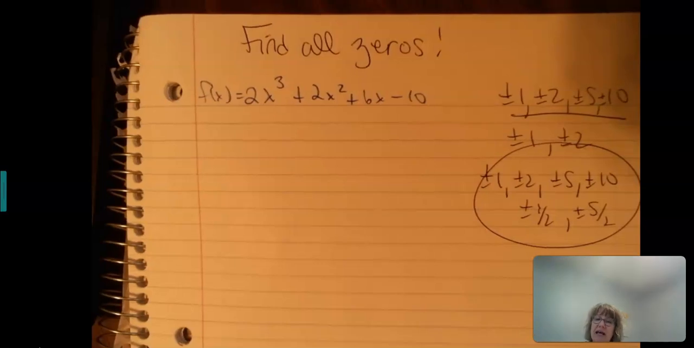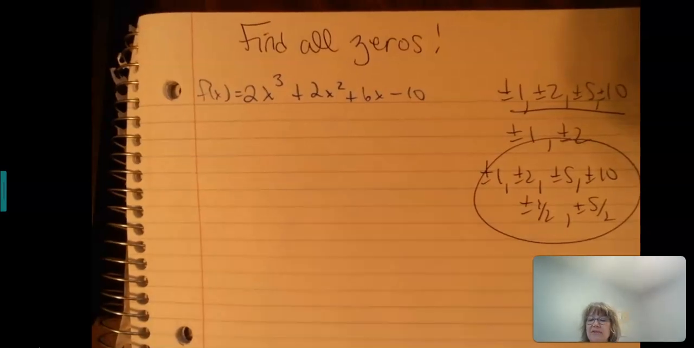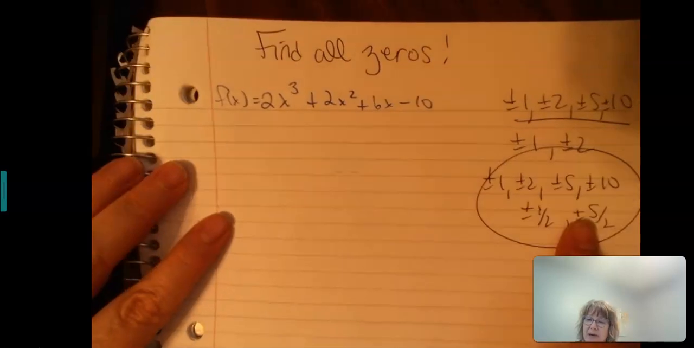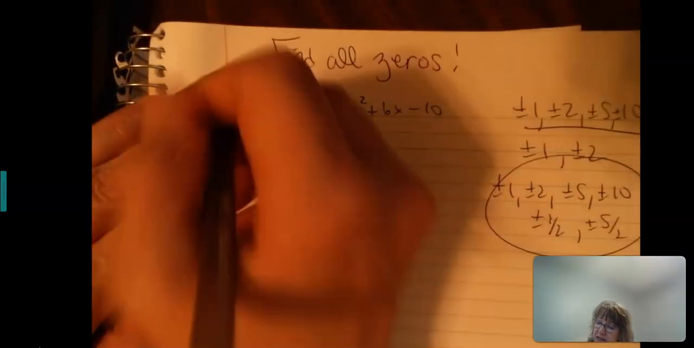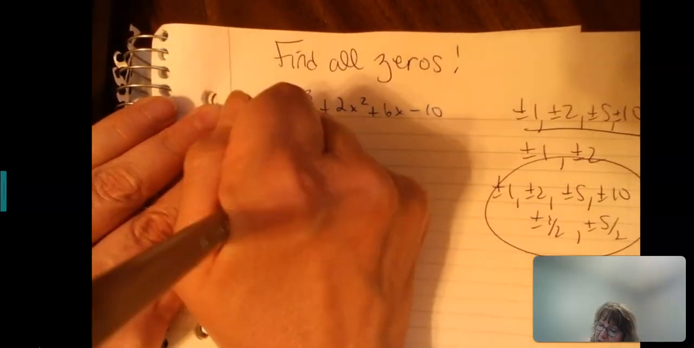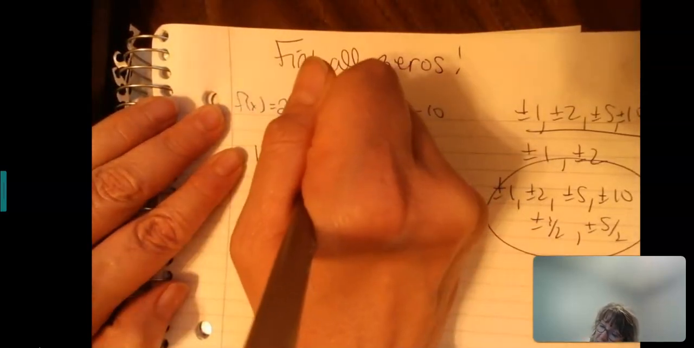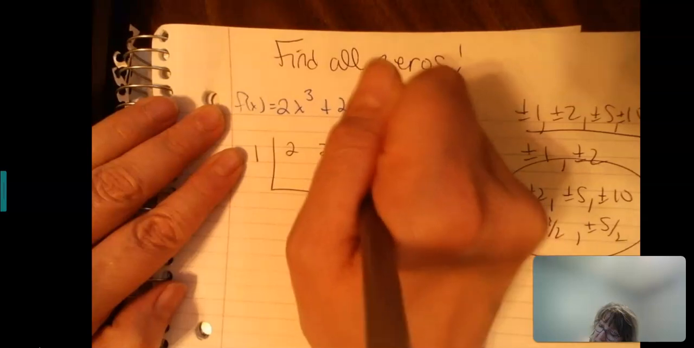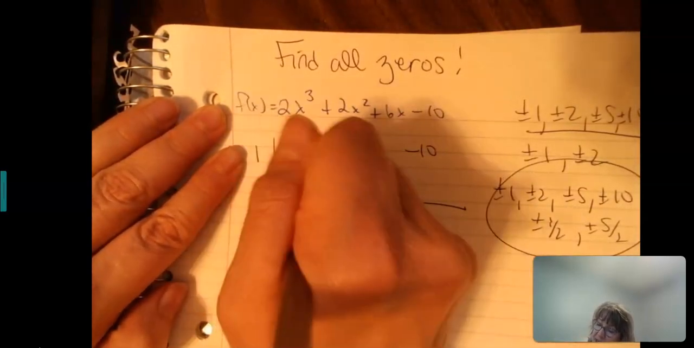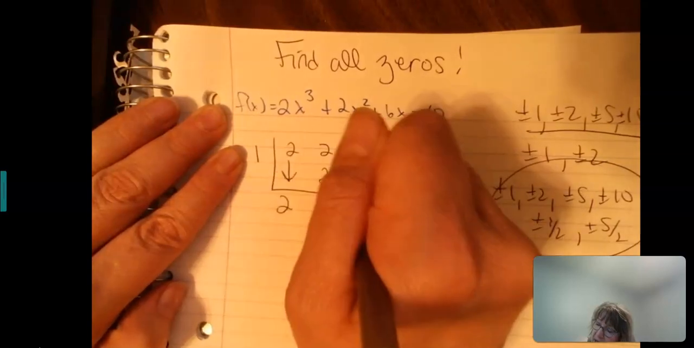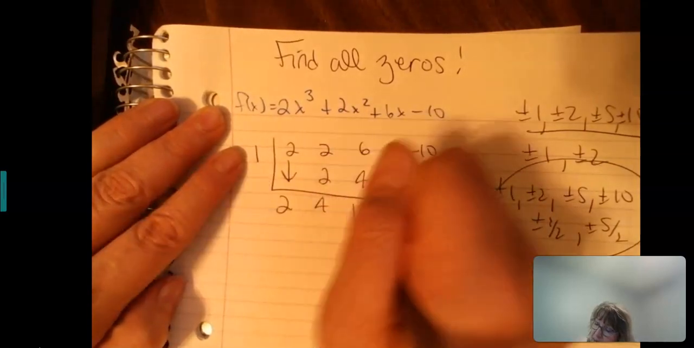Okay, so say in class, if we were doing this face to face, we would divvy up the work. Like different people would grab different things. Okay, so say someone grabs a positive 1. Let's see if that works. 2, 2, 6, negative 10. Doesn't look like we're skipping anything. Okay, bring down, multiply, add, multiply, add, multiply, add.